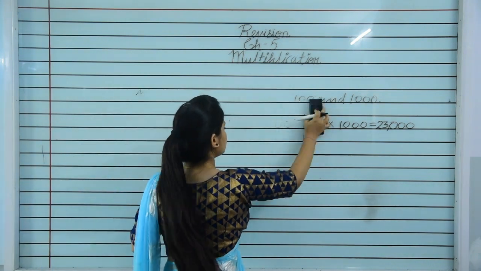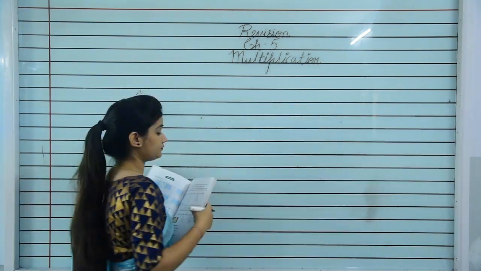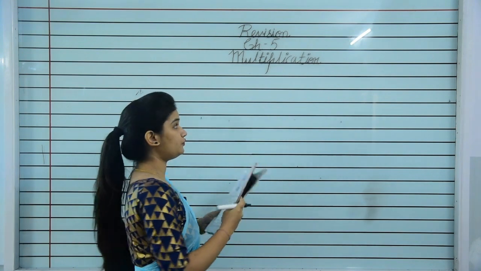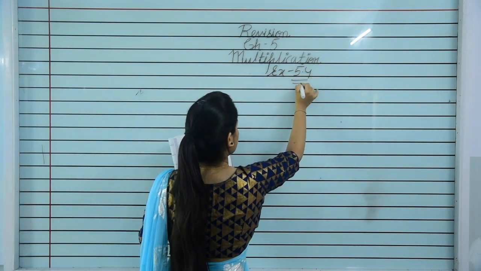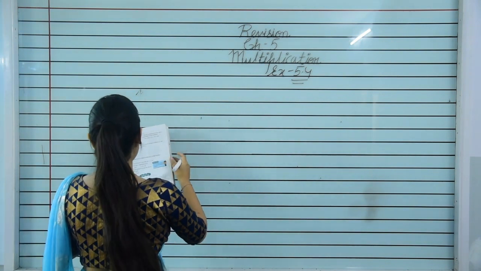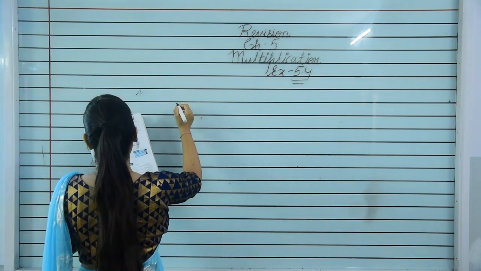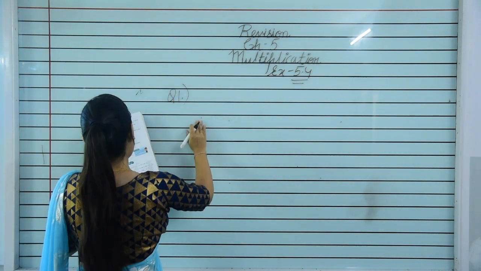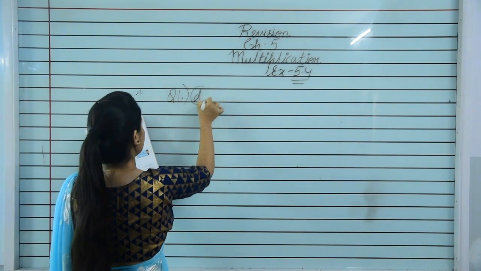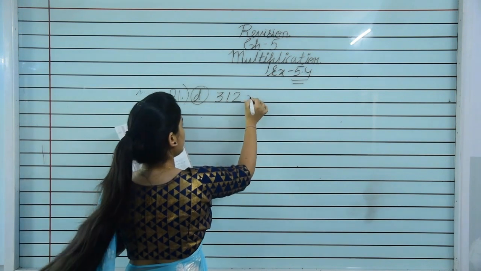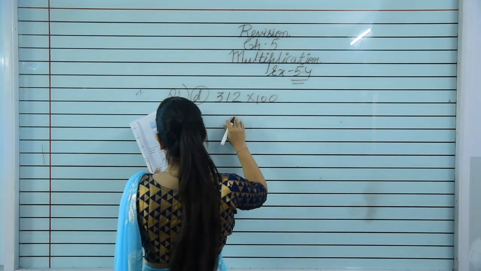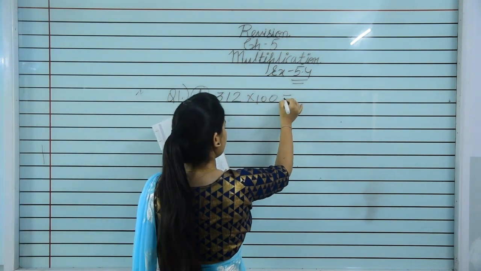Now we see a question. Yes students, open page number 63, exercise 5.4. Exercise 5.4. Question number 1 is fill in the empty boxes. And we are taking the D part. The first number is 312 and we are multiplying 312 by 100.